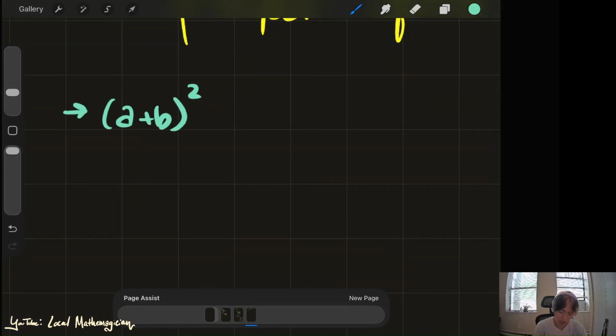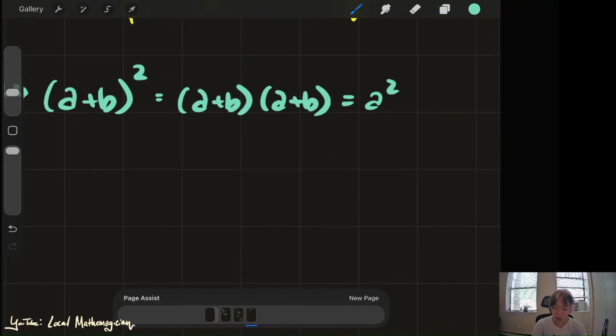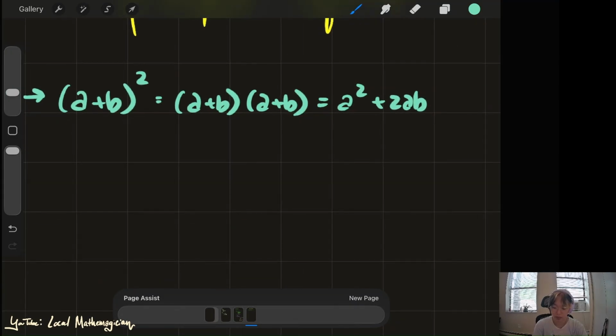Well, if you were to do this out, if you were to FOIL this, what do you get? You have a plus b times a plus b. If you can't do this quickly, I want you to get really good at doing it quickly. You see a plus b squared, you should be able to say this is going to be a squared plus 2ab plus b squared.